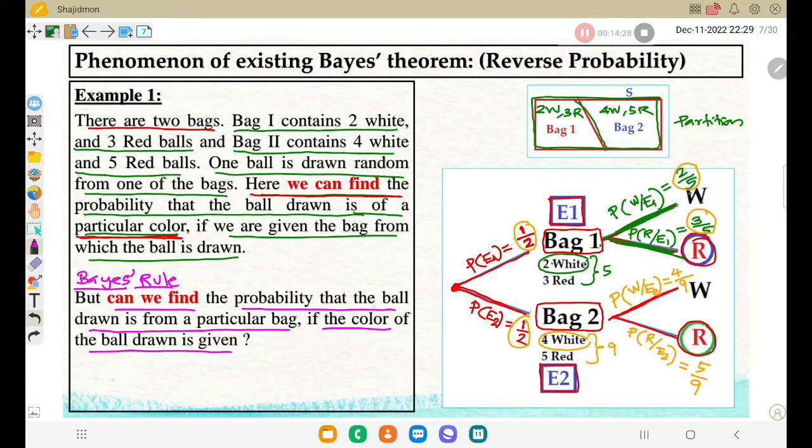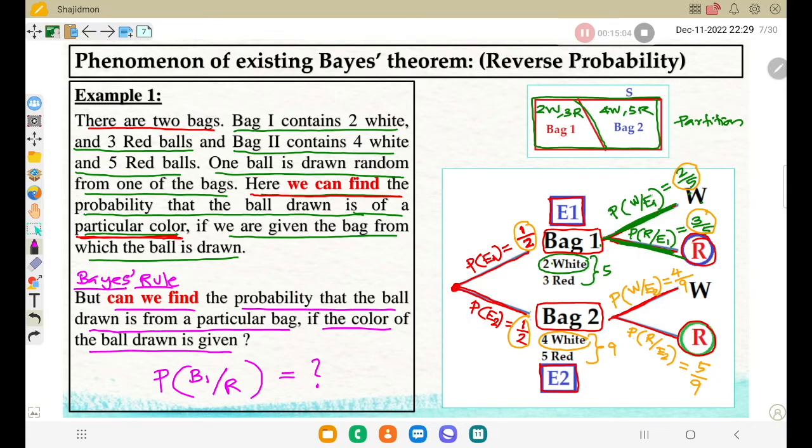That means the probability that the ball was drawn from a particular bag, okay? The particular bag means bag number 1 or bag number 2. That means the probability that a ball was drawn from bag number 1 under the condition that the color of the ball is given, for example a red ball, okay? What is the probability of a ball being selected from bag number 1 under the condition that it was a red ball, correct? It was a red ball. This is the question in the Bayes theorem.